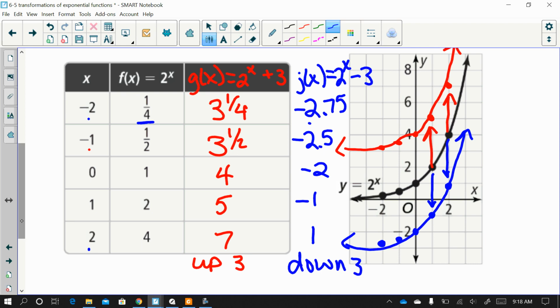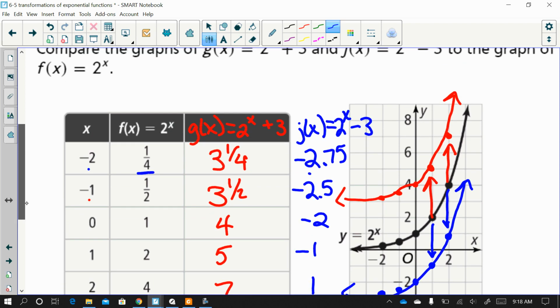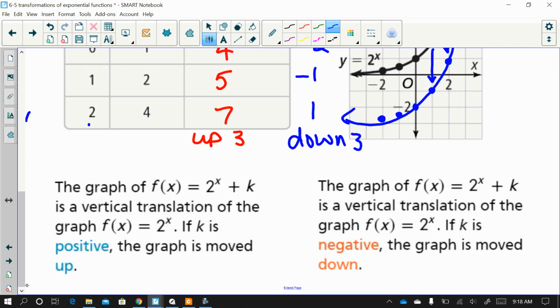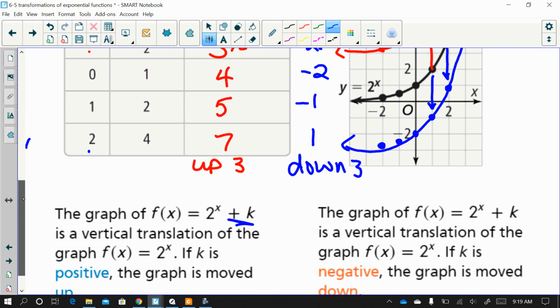Whenever I have k on the end of my graph, it looks like it becomes a vertical translation. So the graph of 2 to the x plus k is a vertical translation of the graph. If k is positive, the graph goes up. If k is negative, the graph moves down. So if it's positive, it moves up, negative, it moves down. That is what you need to know.